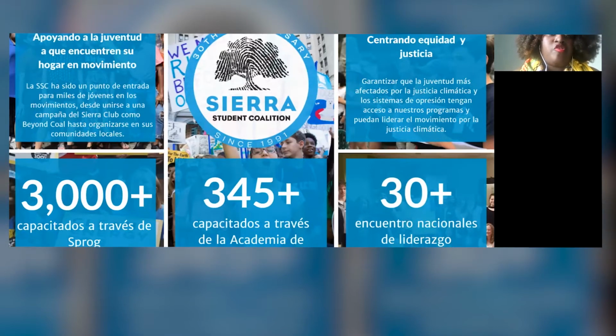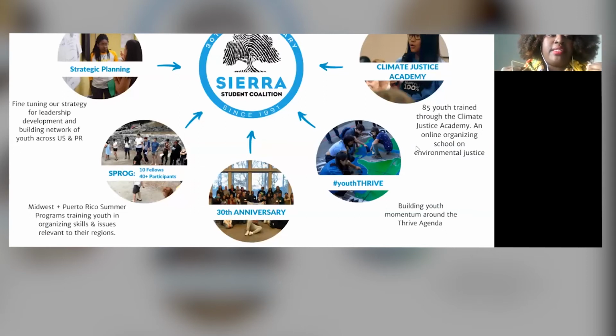We do trainings and programs like SPROG, which stands for Summer Programming, and Climate Justice Academy. We get them to take actions, and essentially where these entry points that young people may come into the SSC, we then create these pathways where they can continue their leadership development, where they continue building out their analysis. Like I said, climate justice might bring them to the conversation, but we want to make sure that their analysis is full.